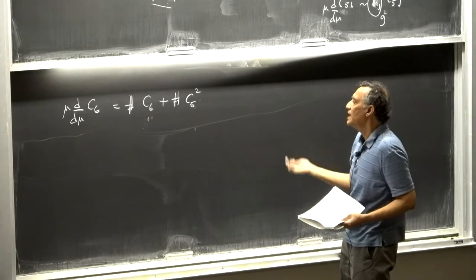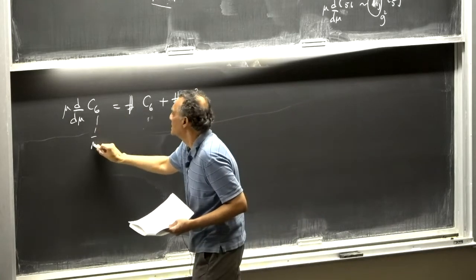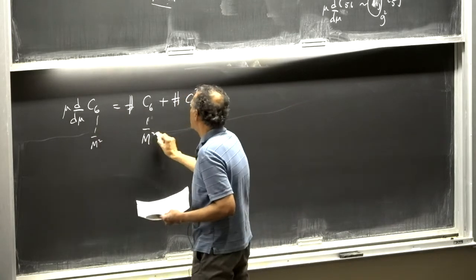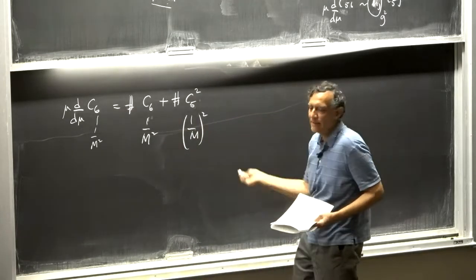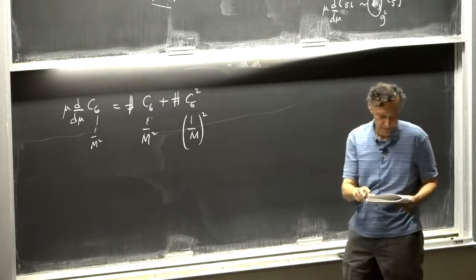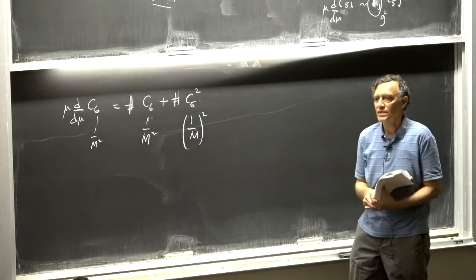So you can read off the structure of the RGE by, just this has a 1 over m squared. This is 1 over m squared, and this is 1 over m quantity squared. So the m's have to match the powers of m. Okay, so that's how the RGE will work.